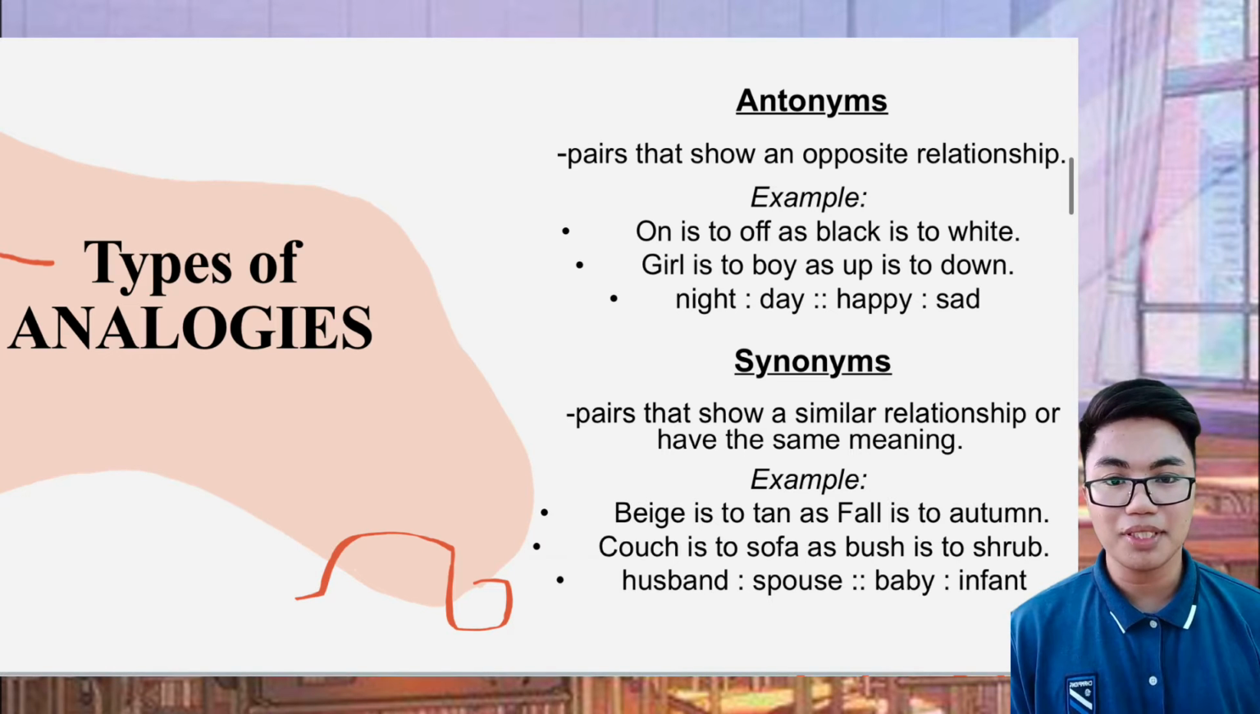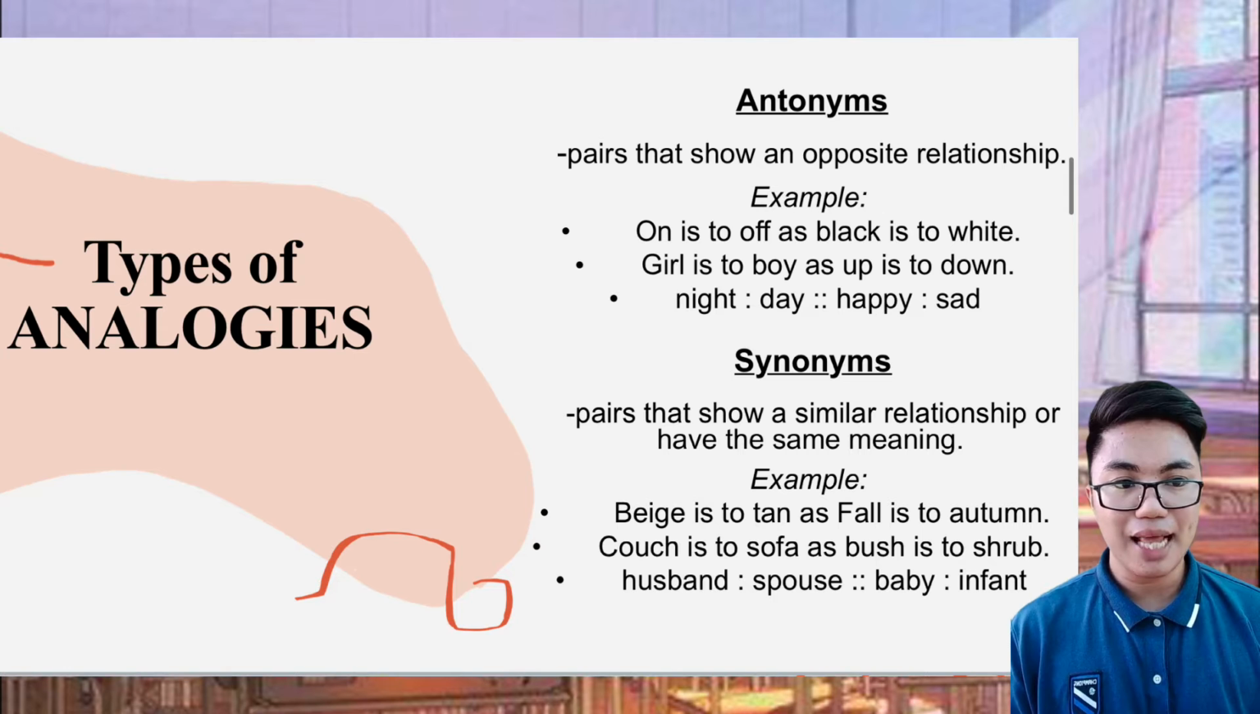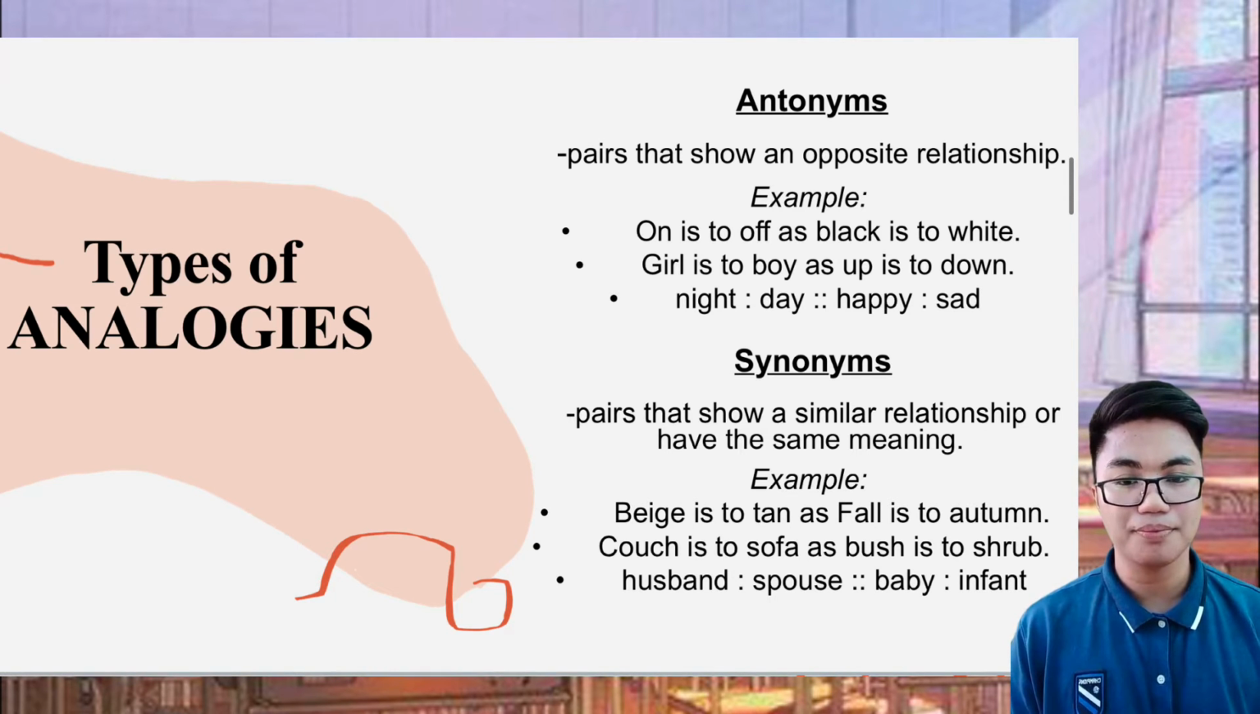This time, we have synonyms. Unlike antonyms, synonyms are pairs that show a similar relationship or have the same meaning. Example, beige is to tan as fall is to autumn. Couch is to sofa as bush is to shrub. Husband is to spouse as baby is to infant. Again, synonyms show a similar relationship or have the same meaning, while antonyms show an opposite relationship.